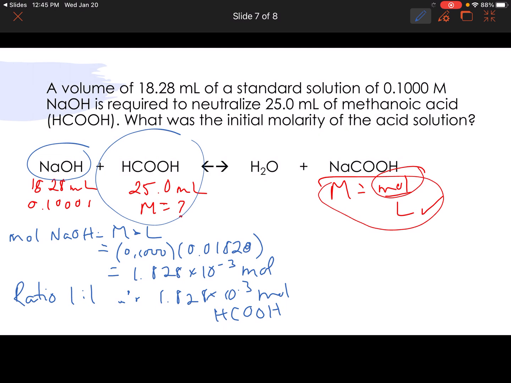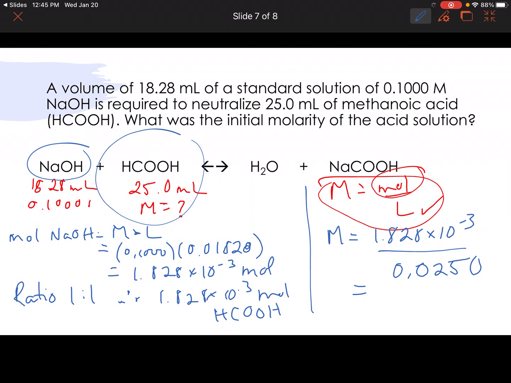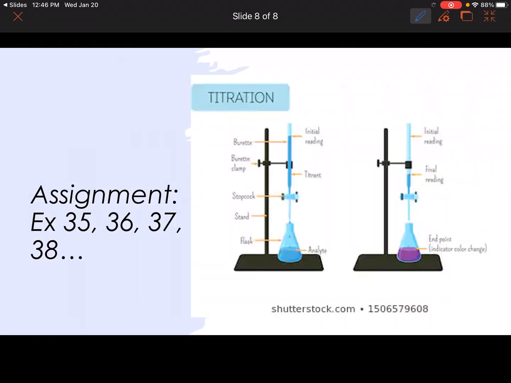So now I've got the moles of methanoic acid and I've got the volume. So I'm going to go back to this equation here and I'm going to sub these in. So 1.828 times 10 to the negative 3 all over 0.0250. And I need 3 sig figs here, so I end up with an answer of 7.31 times 10 to the negative 2 molar, or moles per liter, and that would be my answer for this particular question. So as you can see, this is really just a grade 11 concept, right? Just using the concepts of concentration and then applying the mole ratio to it.